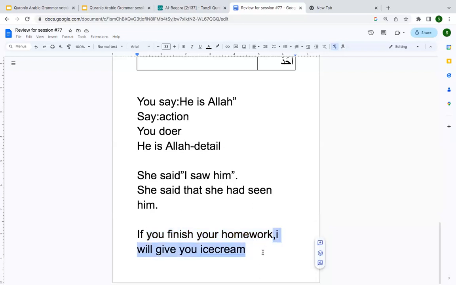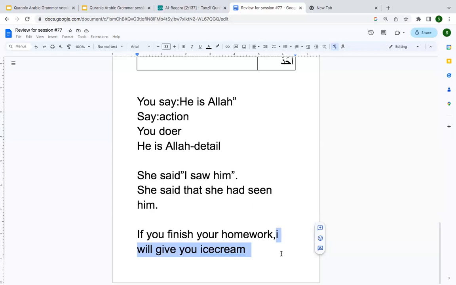So if that is the conditional sentence, the rest, "I will give you ice cream," what is that? Does it look like a response, a jawab? It is an answer, or jawab, to the condition. So this first part is fi'lu shart, and the rest, "I will give you ice cream," is jawabu shart, the response to the condition. Everyone understood this so far?